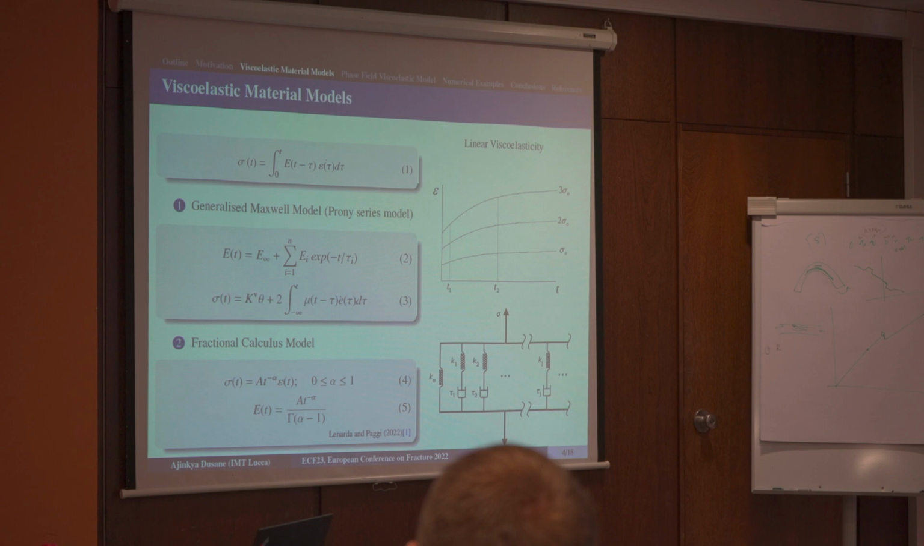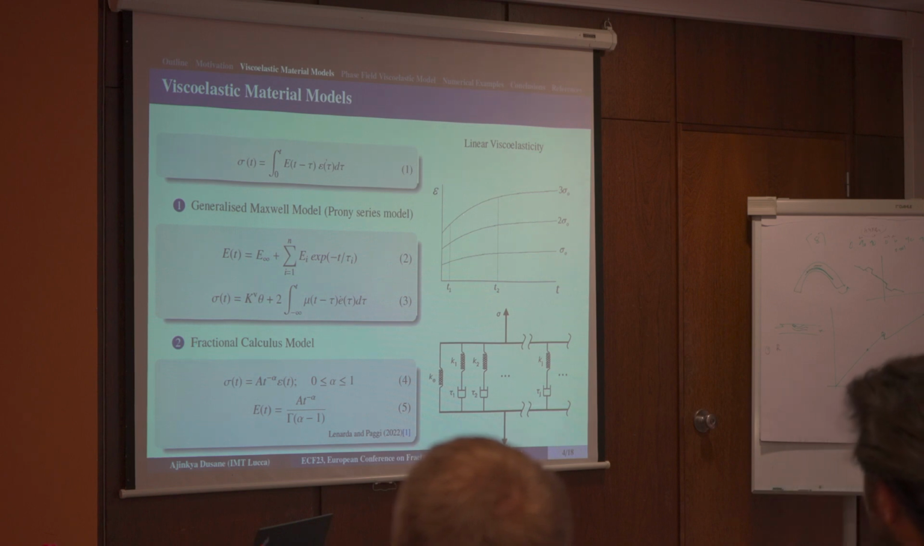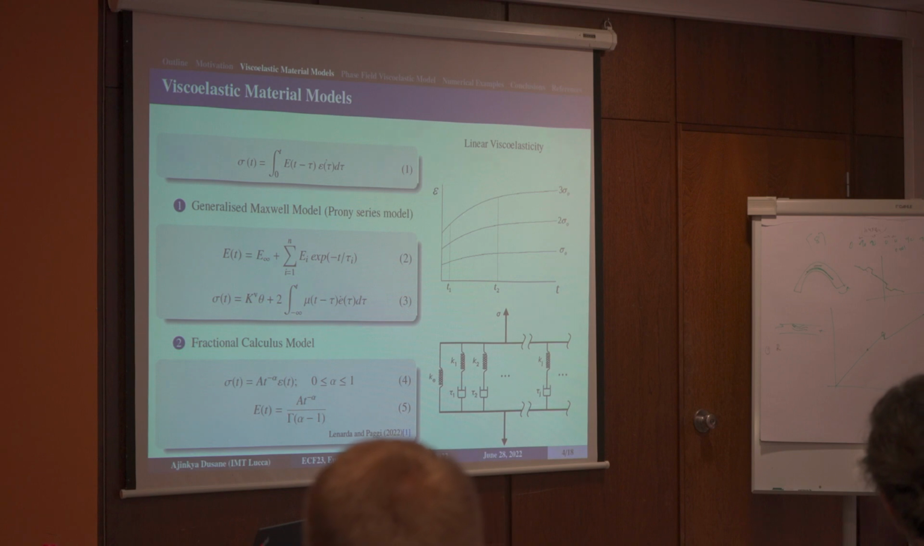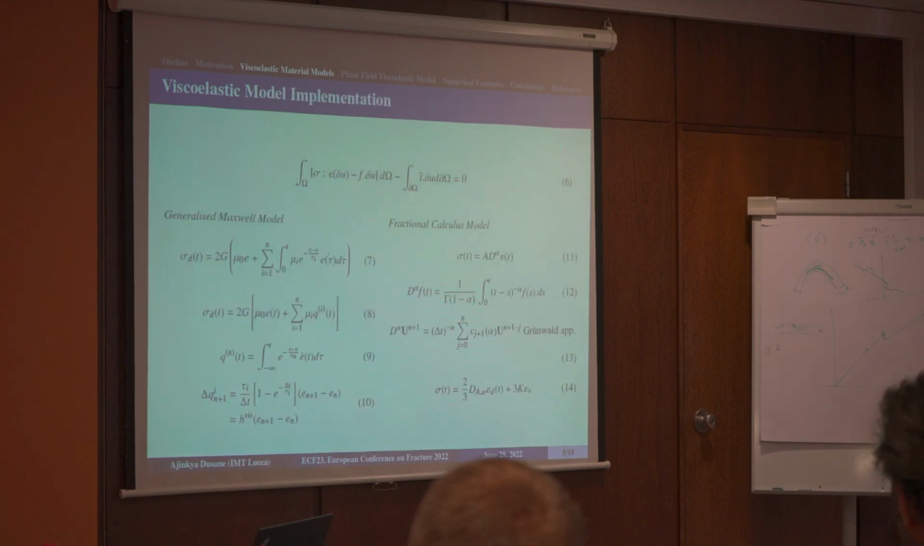But recently, Professor Paggi and Lenarda implemented a fractional calculus based model for viscoelasticity. The model is working quite well for these materials, and here we have only two unknowns, A and alpha. By tuning this parameter, with alpha changing from 0 to 1, we can get the equivalent elastic relaxation response. Here, starting from our weak formulation and the generalized form, you can see that, depending upon the previous time step and the history of the strains, we can calculate the current deviatoric stress, and then combine it with the volumetric stress to get the current stress in the material.